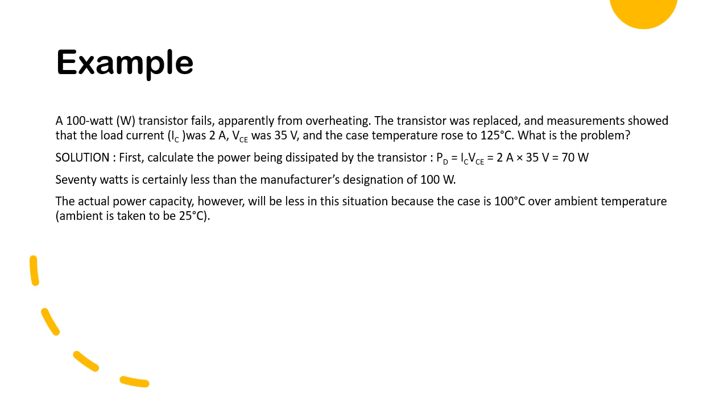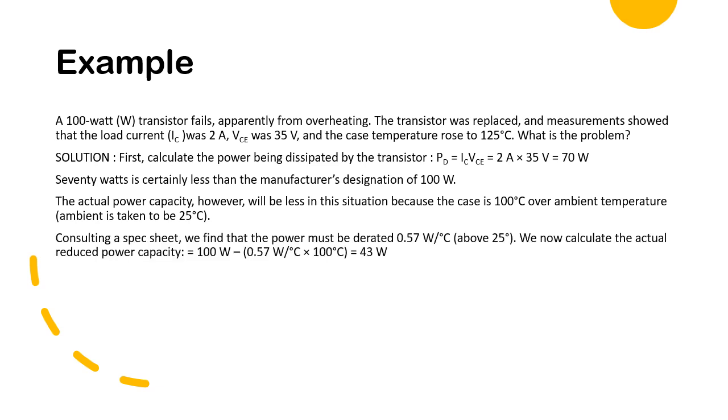The actual power capacity, however, will be less in this situation because the case is 100 degrees Celsius over the ambient temperature, and the ambient is taken to be 25 degrees C. Consulting a spec sheet, we find that the power must be derated 0.57 watts per degree C above 25 degrees. We now calculate the actual reduced power capacity of 100 watts minus 0.57 times 100 degrees, or 43 watts.